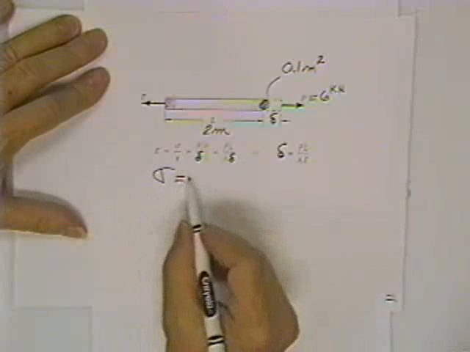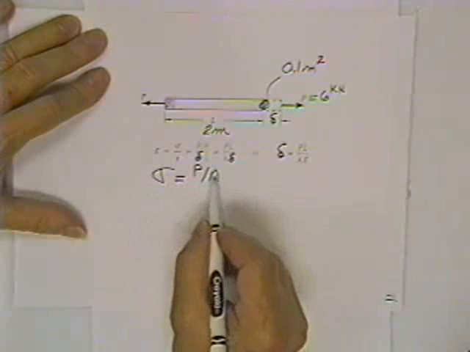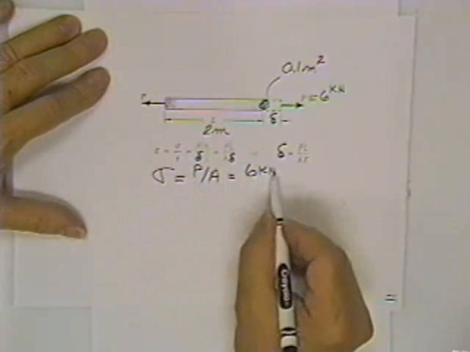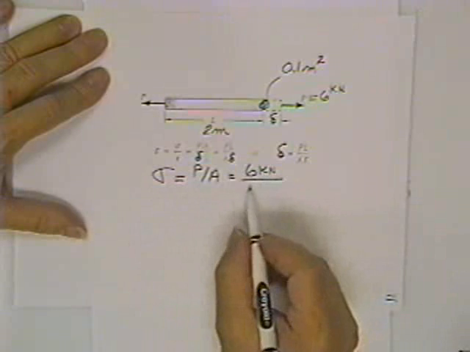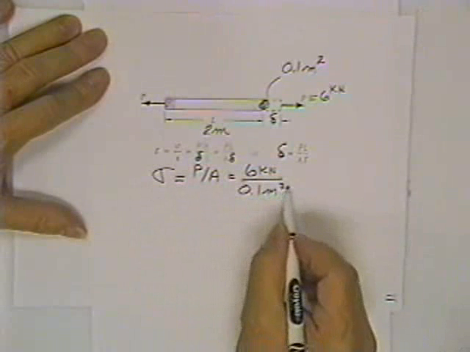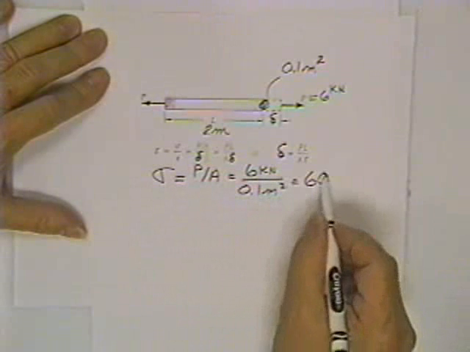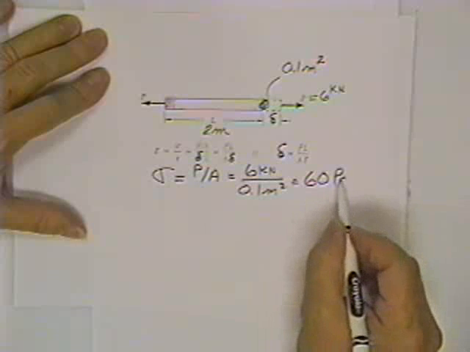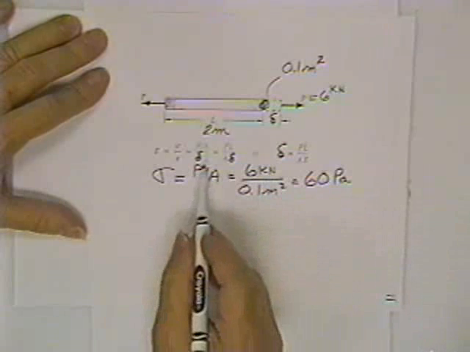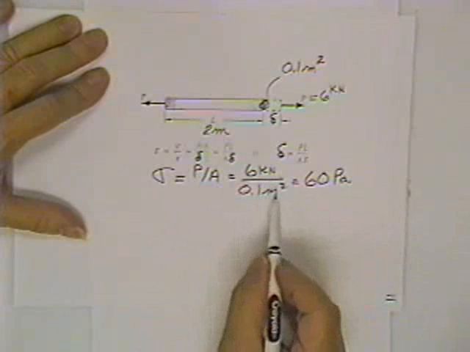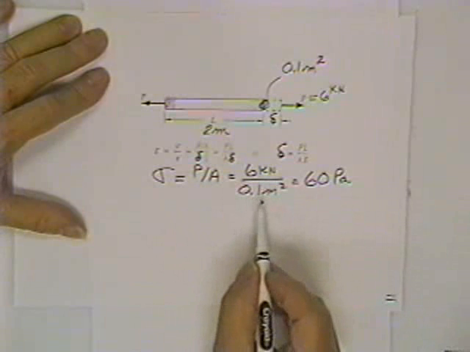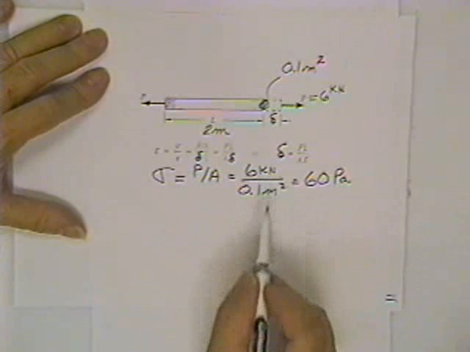First, the stress in the bar would be given by load over area. Our load is 6 kilonewtons divided by the area, 0.1 square meters. So that would be 60 pascals, which is a newton per square meter. A lot of times these areas will be given in centimeters by centimeters. It's usually convenient to go ahead as soon as you can and change it all to meters.